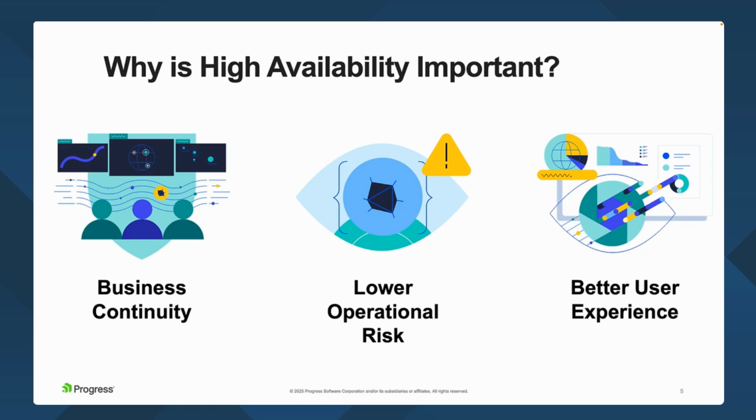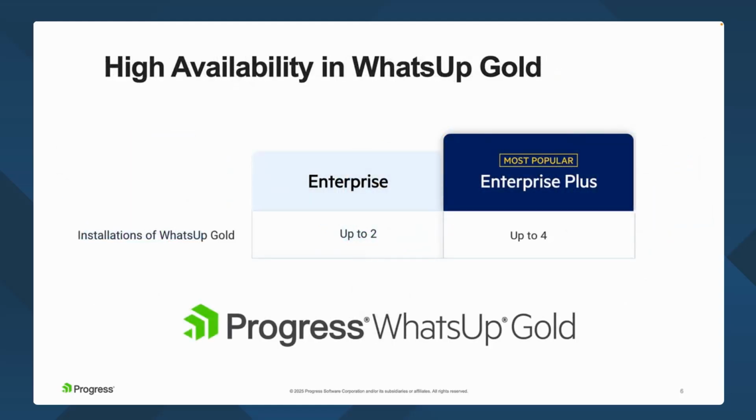So where does WhatsUp Gold come into the equation? Well, high availability is now built into WhatsUp Gold's Enterprise and Enterprise Plus subscription licenses. This means that you no longer need to purchase a separate failover add-on. Instead, you get full high availability support as part of your license, allowing for active-active deployments, independent monitoring scopes across multiple instances. So from the enterprise license perspective, included now is support for 2 active instances. This allows for a high availability setup where one instance can take over if the other fails, ensuring continuous monitoring and uptime across your environment.